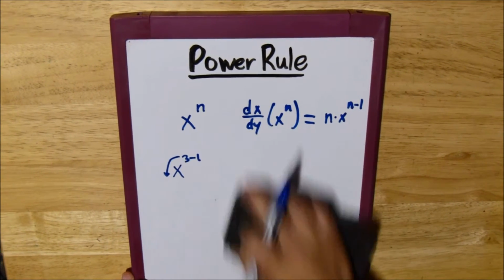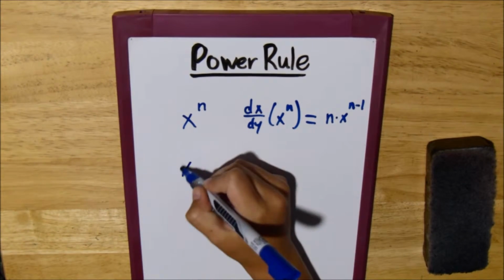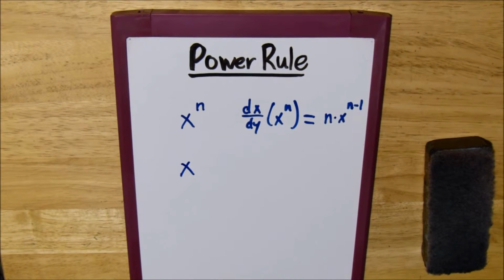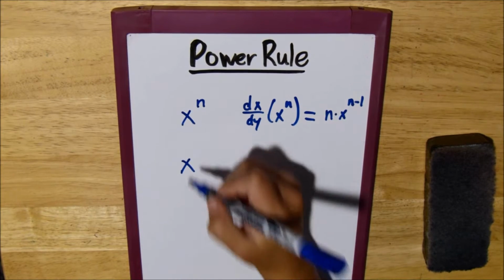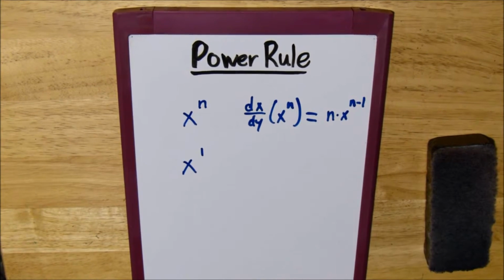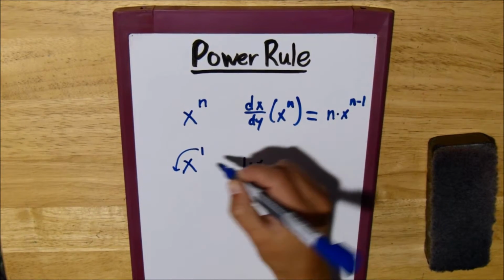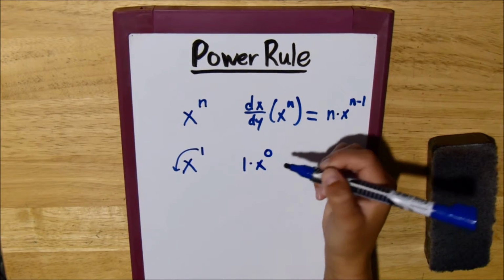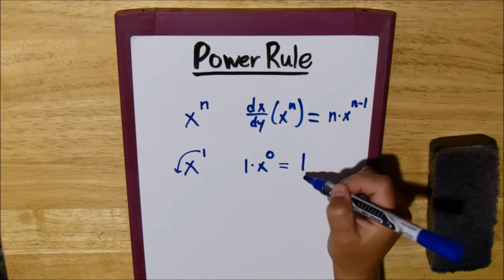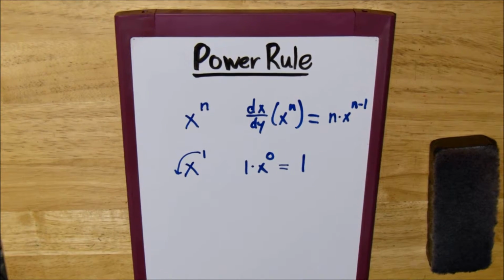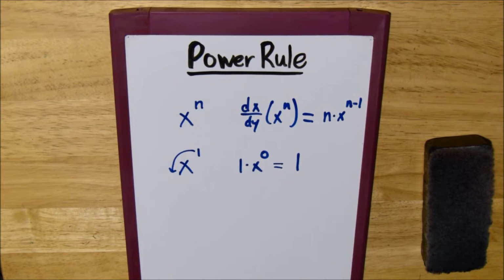So now, let's assume we have just x, right? With x, we're just going to assume that it has an exponent to the power of 1, right? So, we bring down our 1 times x to the 1 minus 1, which is x to the 0, and we know that anything to the 0th power is 1, so we end up with our derivative just being 1, right? So that is the general rule that the derivative of x will always be 1.